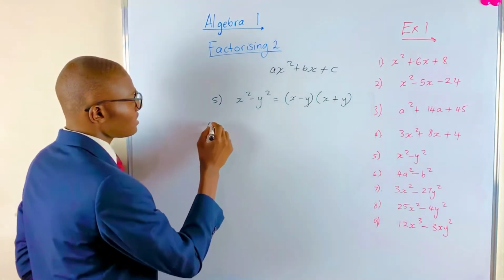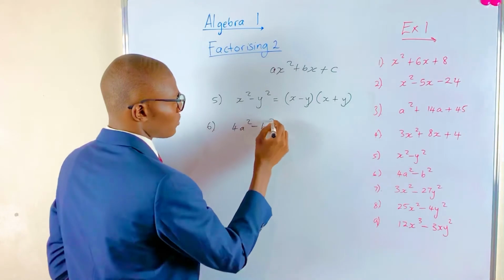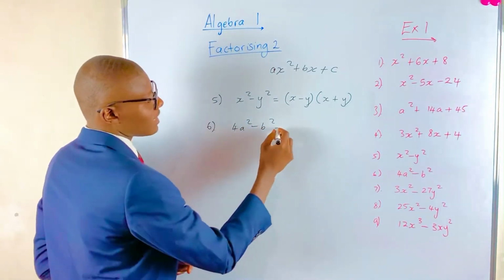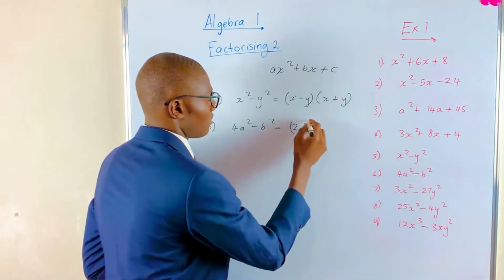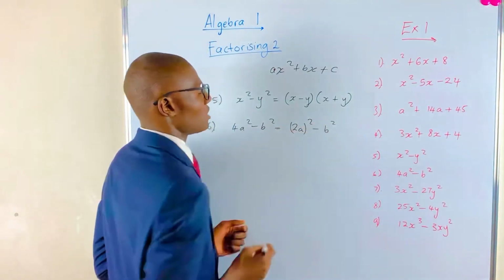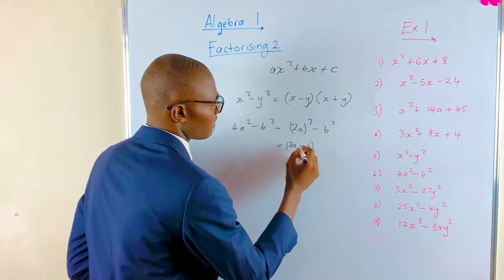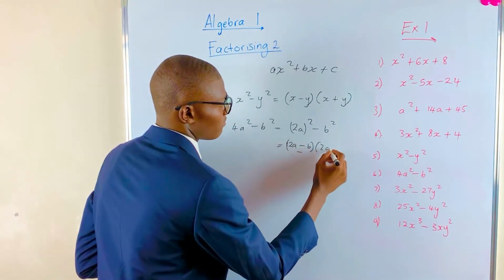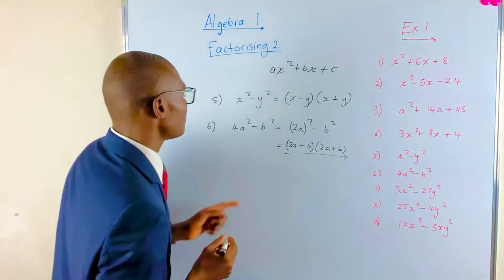Then for number 6, we've got 4a squared minus b squared. So the square root of 4a squared is 2a, right? Minus b squared, so we say 2a minus b times 2a plus b. So this is the final result that we get for this.